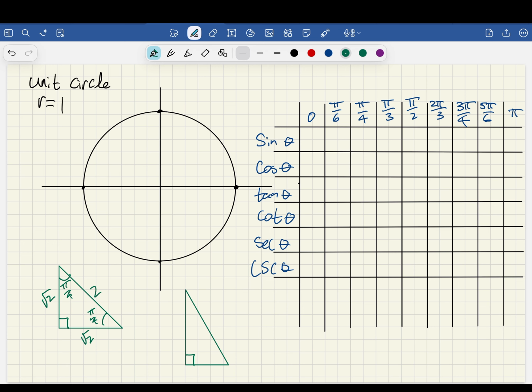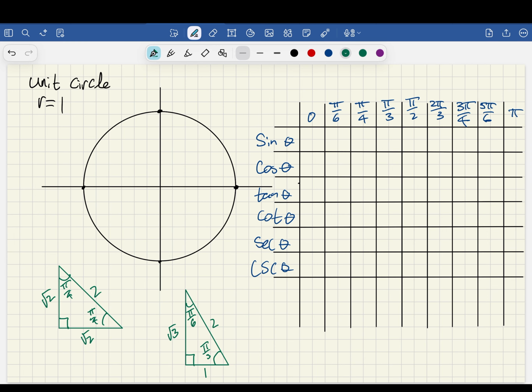When we have a right triangle with an interior angle of pi over 3, we know that the remaining angle must be pi over 6, so that they sum to pi, or 180 degrees. The side ratios for this triangle are 1, 2, and the square root of 3.